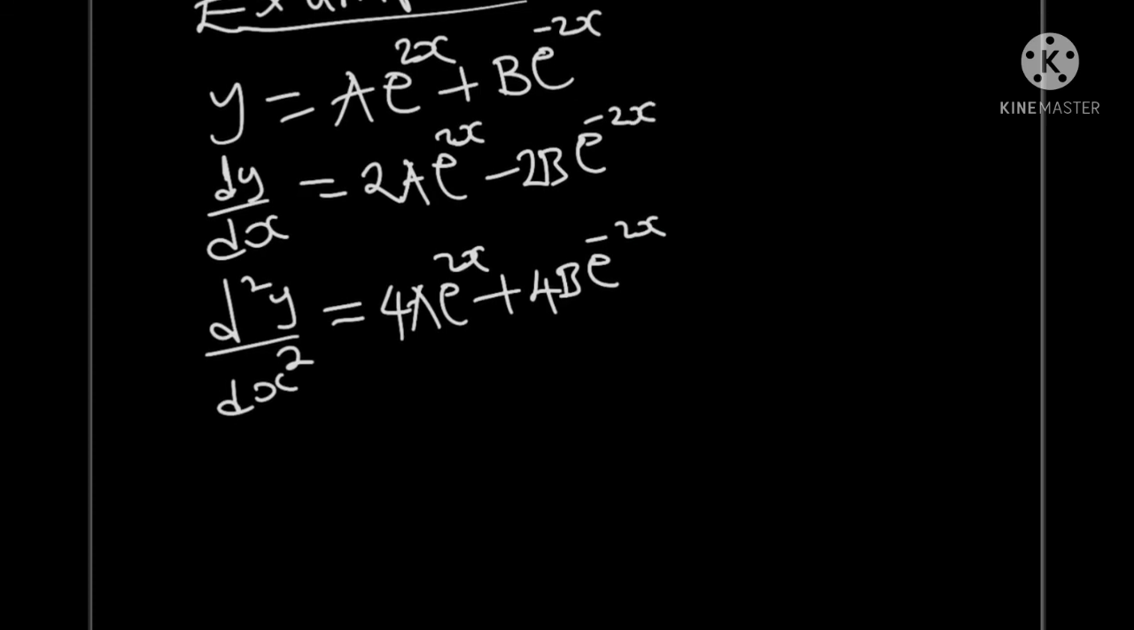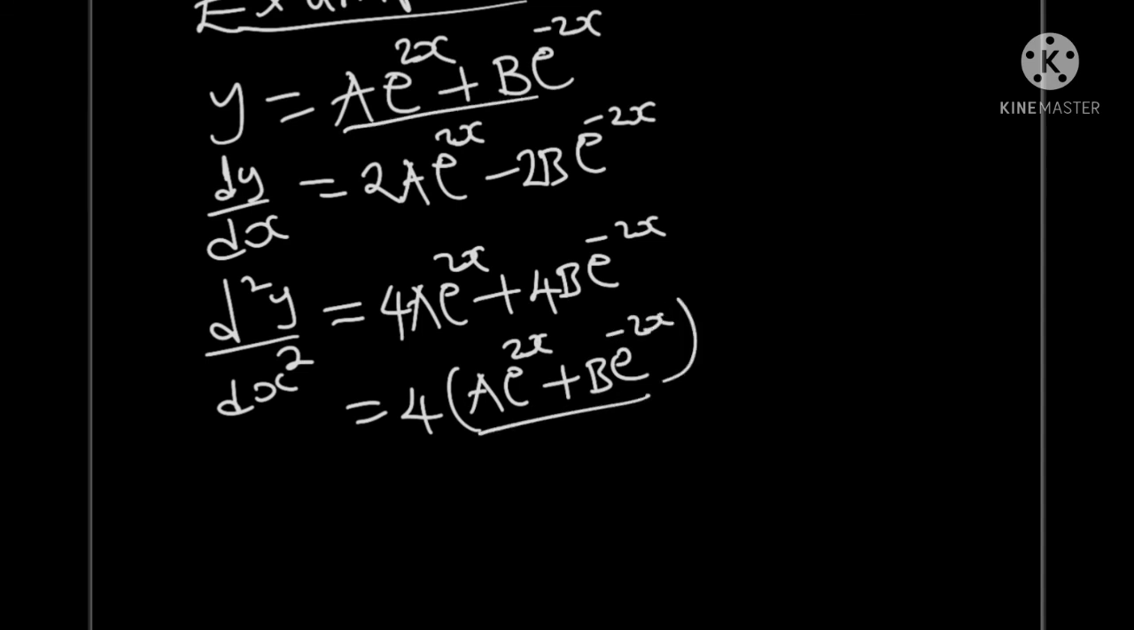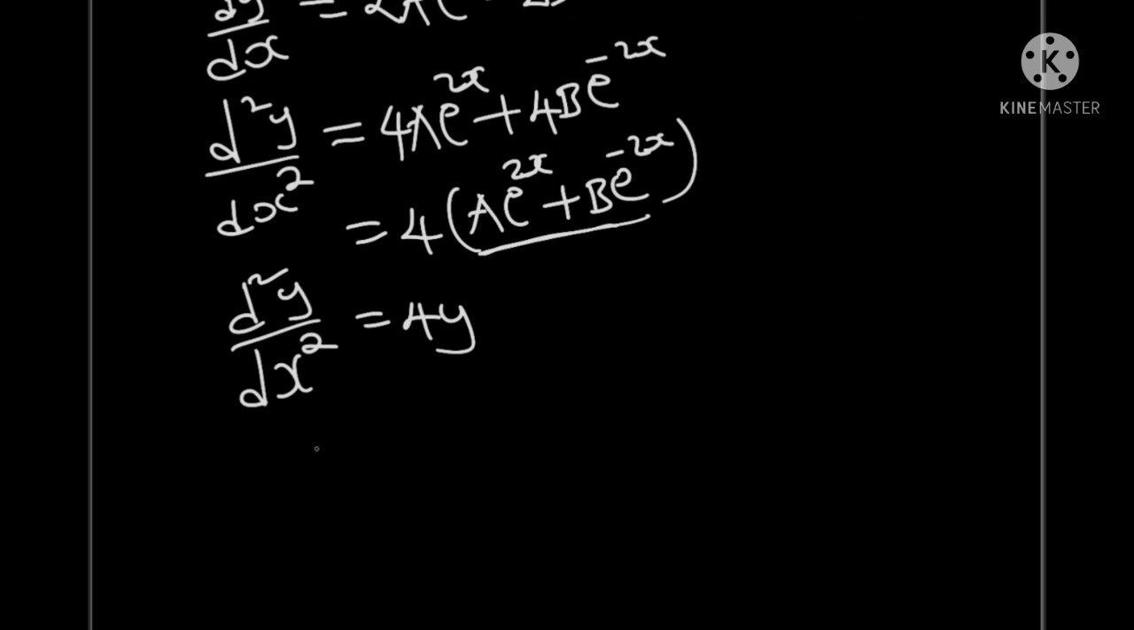Let's factor out 4. So we have 4 times (a exponential 2x plus b exponential minus 2x). Now, if you look at this component and the original equation, they are the same. Therefore, we can substitute this value with y. So, d squared y over dx squared is equal to 4y. We can also write it as d squared y over dx squared minus 4y equals 0. This is the required ordinary differential equation.